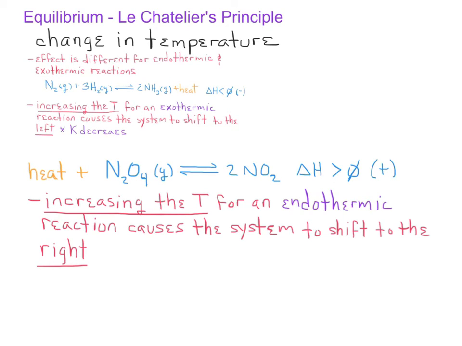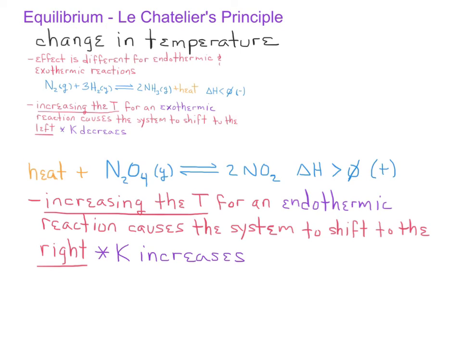Now, since the system is shifting to the right, that means we'll be increasing the concentration of the products, and we'll be decreasing the concentration of the reactants with this increase in temperature. Since the equilibrium constant is calculated by taking the products over the reactants, and the products are increasing in this situation, that means that for endothermic reactions, an increase in the temperature, which causes a shift to the right, will also lead to an increase in the value of the equilibrium constant.